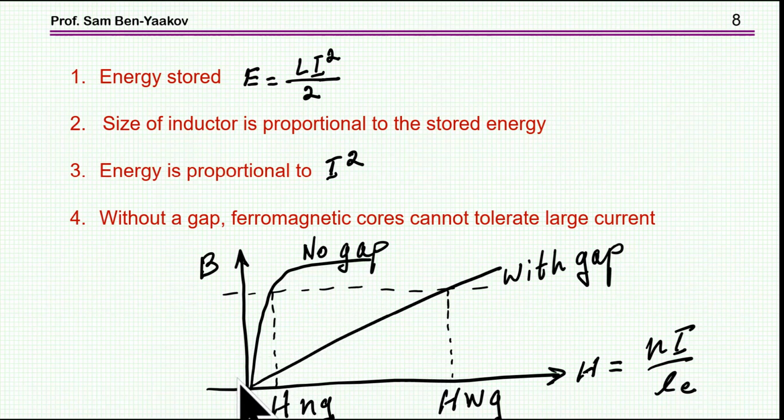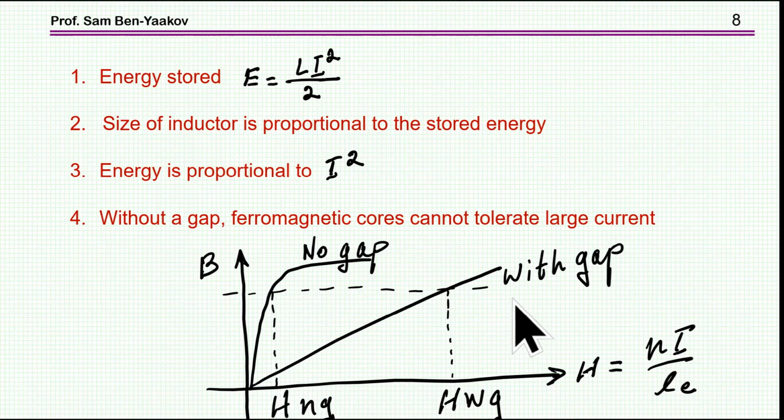And so typically it will start with a sharp slope with a high permeability, and then it'll go into saturation, like a ferrite core. Now, if we have to limit ourselves to a given magnetic flux density, this will limit the magnetic field that we can have within the core, and magnetic field is, of course, proportional to the current. So, in the case of a core without a gap, we are really restricted here.